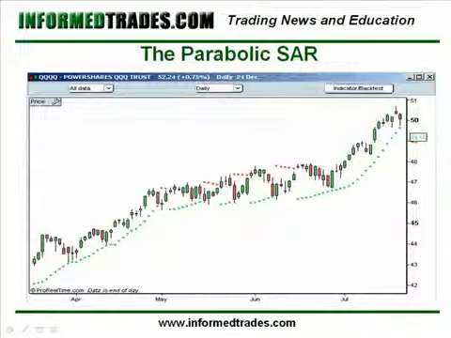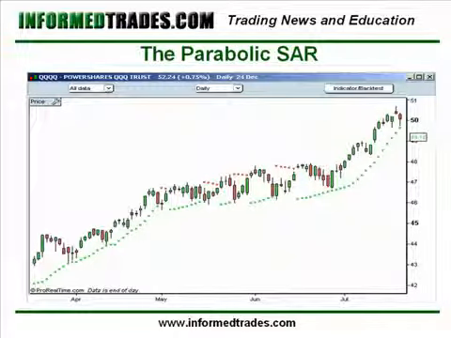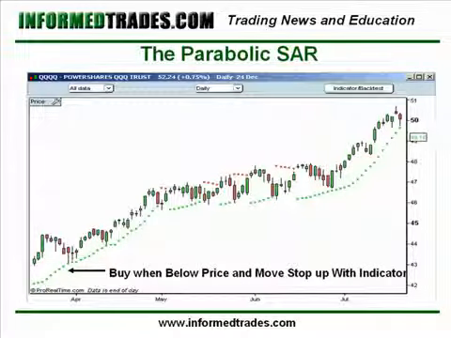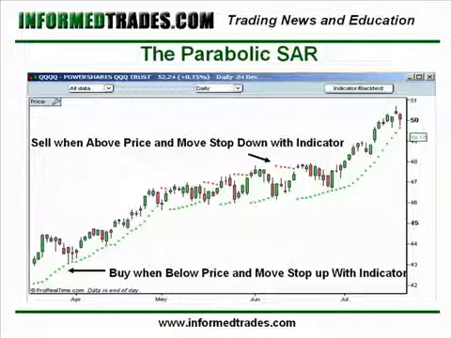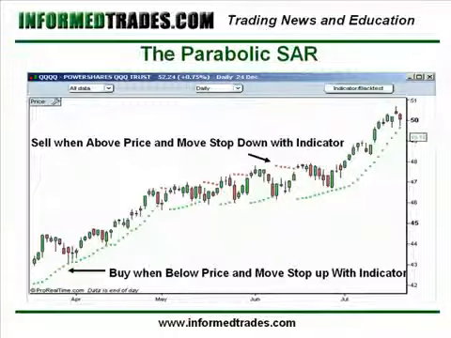Okay, so the Parabolic SAR is an indicator that, like Bollinger Bands, is plotted directly on the price chart instead of below it. And the basic idea here is that when the indicator is below price, you should be long and trailing your stop up with the indicator. And when the indicator is above price, you should be short and trailing your stop down with the indicator. So you can see here the general idea is to trail the stop up with each consecutive dot which forms when price moves forward, and here to trail it down, which forms when the indicator is above price.